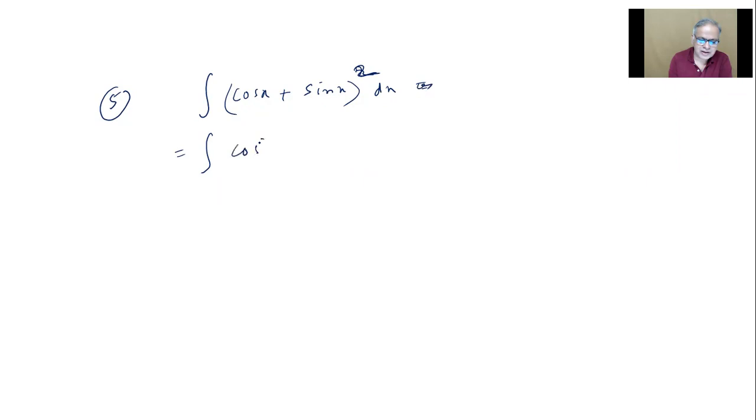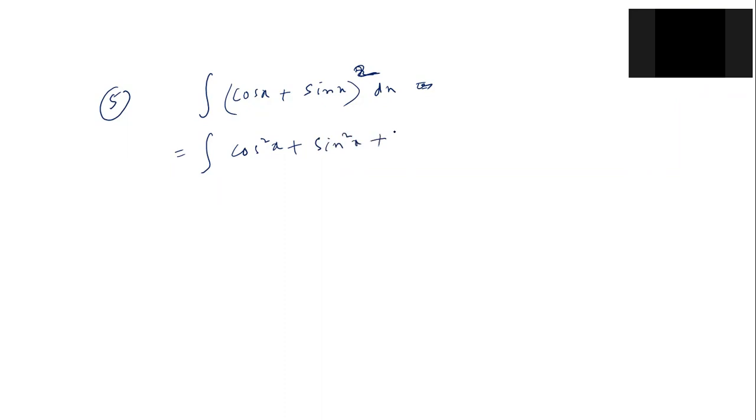The next one is the fifth one. Sriram, tell me. The integral of (cos x plus sin x) whole square dx. You can't do cos x individually and square it like that. First of all, expand it. It equals cos square x plus sin square x plus 2 sin x cos x, which is sin 2x.